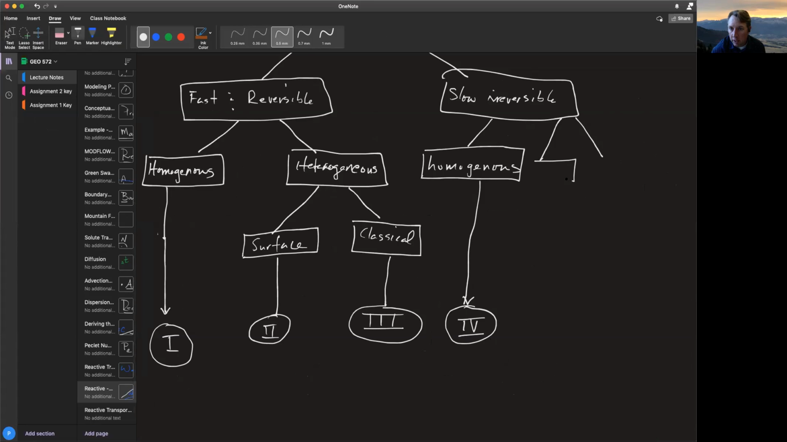Heterogeneous and slow, again, we have surface reactions. These would be like kinetically limited absorption. This is absorption that is happening, but it happens slowly enough that we need to think about the rate at which it happens. And then we have classical again in the heterogeneous. Oh, all of these fall under heterogeneous. So I need to do some erasing here because our flow diagram is messed up. All right, heterogeneous.